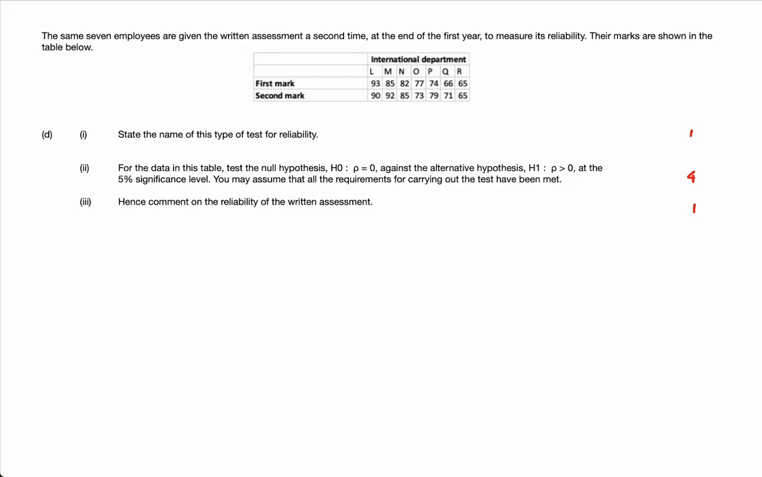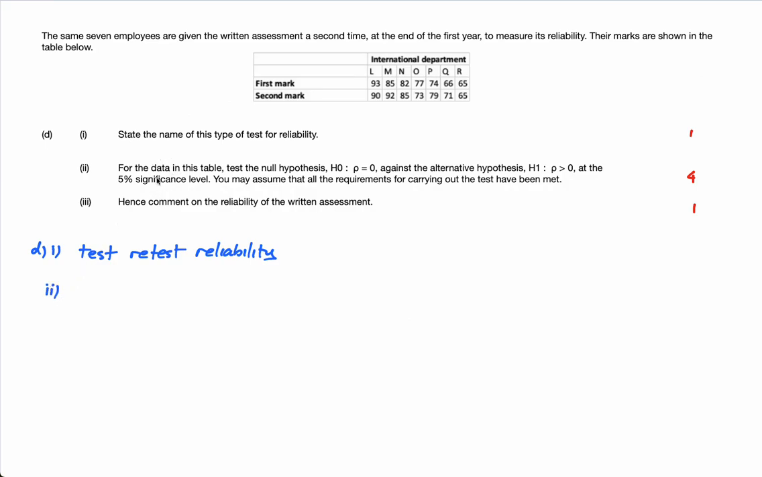Okay, so the same 7 employees are given the written assessment a second time at the end of the first year to measure its reliability. State the name of this type of test for reliability. Guys, this is in my lesson called reliability and validity. When you give the same test to the same people twice, it is called test-retest reliability. That's just 1 mark.